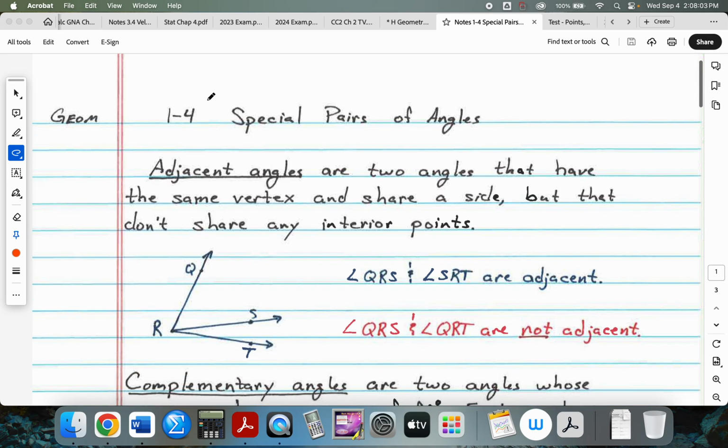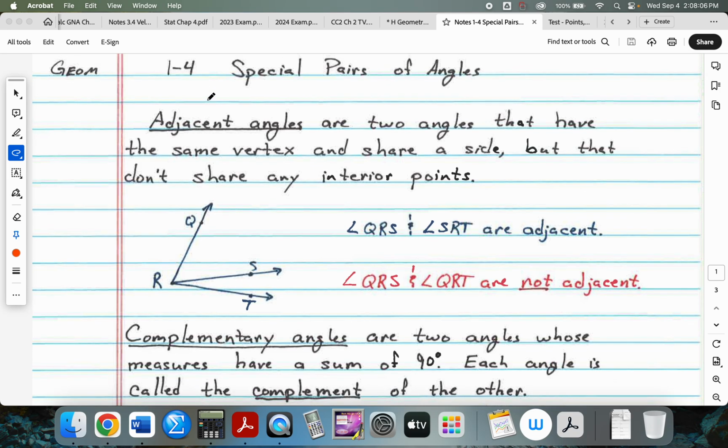So the first one, adjacent angles. Adjacent angles are two angles that have the same vertex and they share a side, but they don't share any interior points. That's a really complicated way to say they're right next to each other. It's a little bit like, just in this room, Mr. Bauer's room. We share a wall, right? His room is adjacent to mine. Across the hall, Mrs. Jones's room, that's not adjacent to my room because we don't share a wall.